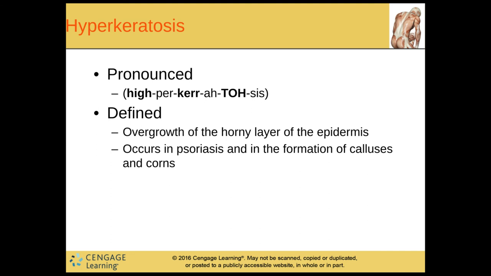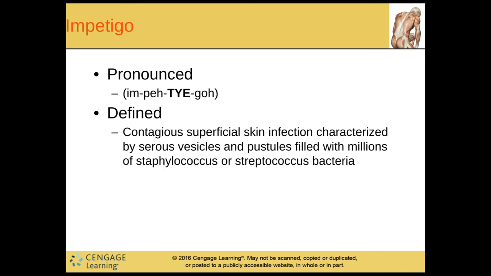And then we have hyperkeratosis. So this is an overgrowth of the horny layer of the epidermis. So it occurs in psoriasis and in the formation of calluses and corns. Okay. All right. Then we have impetigo. So this is a contagious superficial skin infection. It's characterized by serous vesicles and pustules filled with millions of Staphylococcus and Streptococcus bacteria.